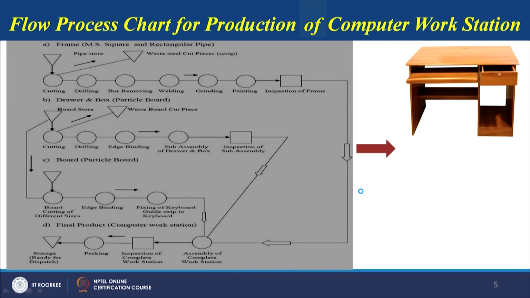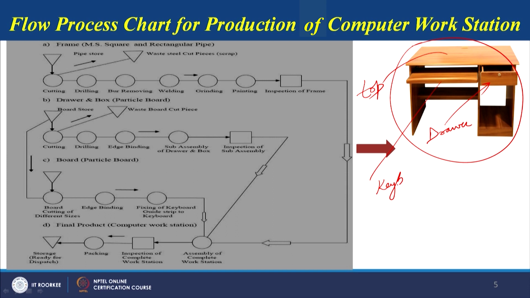Then this is the flow process chart, this is the computer table, how it will look. We can see this is a drawer here, this is the top of the table, this is a place to keep the keyboard. So, first we need to have a complete understanding of the computer table. This is the place where the CPU will be placed, then this is another shelf to keep certain important things. So, we need to understand what the various elements of the computer workstation are and how it is manufactured, that also we need to understand.